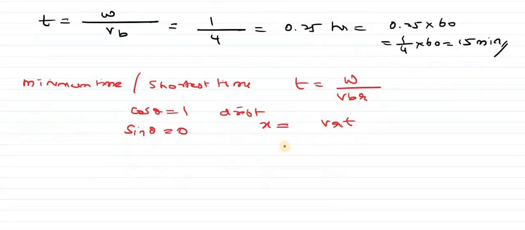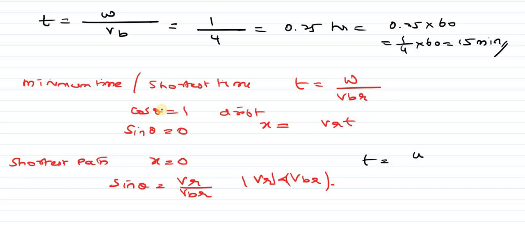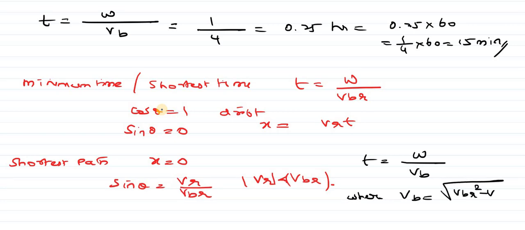This is only 2 forms. Next, shortest path. Shortest path means drift equal to 0. That means sin theta is VR by VBR. Okay, here VR is less than VBR. That condition you should know. If VR is greater than VBR, drift cannot be 0. Then what is the time at this point? Time is given by W by VB, where VB is nothing but the square root of VBR square minus VR square. Clear all of you?